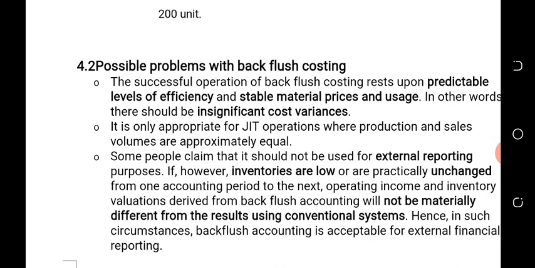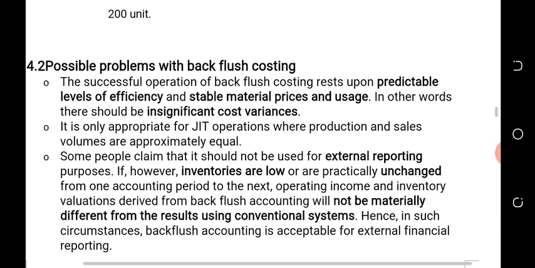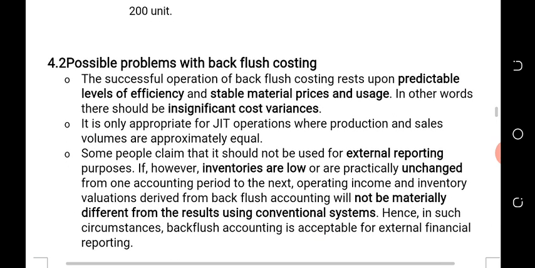Now, the possible problems with Backflush costing, what are the problems that this technique entails? So let's look at those problems. One, the successful operation of Backflush costing rests upon predictable levels of efficiency and stable material pricing and usage. In other words, there should be insignificant cost variance.